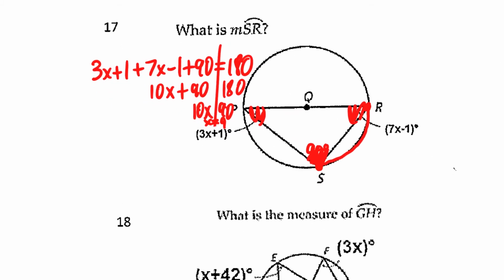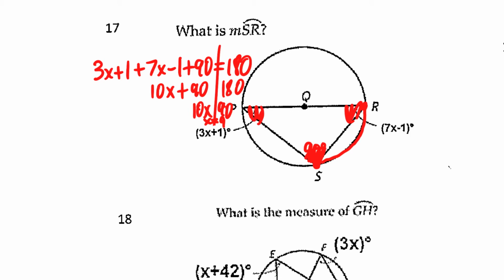Okay, so now I know what x is, so I can plug that in to find angle P. So 3 times 9 plus 1 is what? 28. Is 28. And now again, the ultimate goal here is I want to know how big arc SR is, so what do I do from there? Multiply this by 2 to find that. So 28 times 2 is 56 degrees.